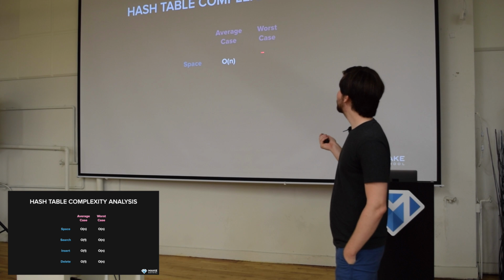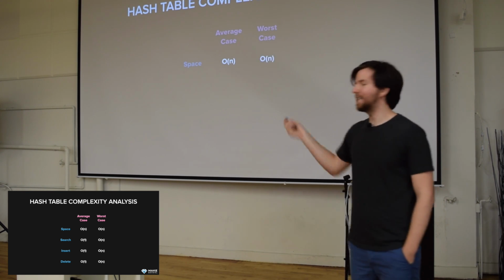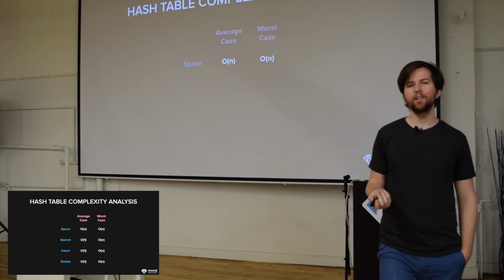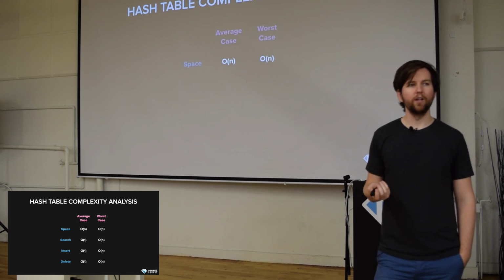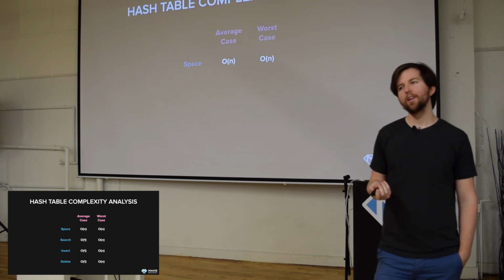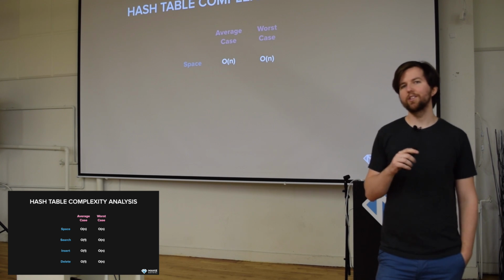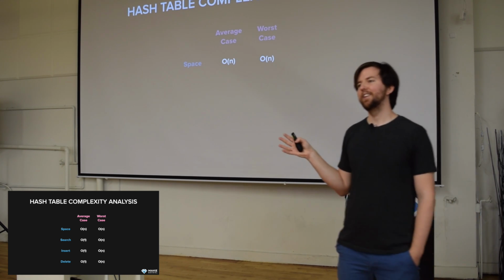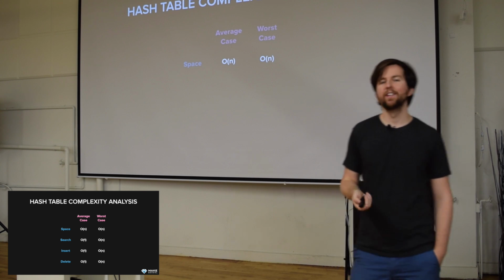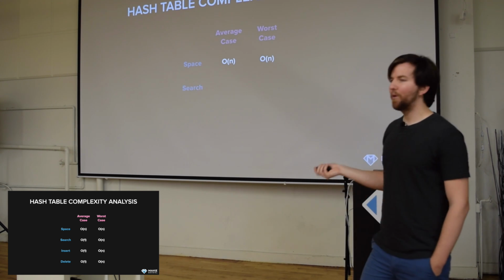And the worst case for a vanilla hash table is the same as the average case. It's going to be big O of n space required per element. If that little bit was confusing, you can just ignore everything I just said, throw it out of your mind. It's not super important.